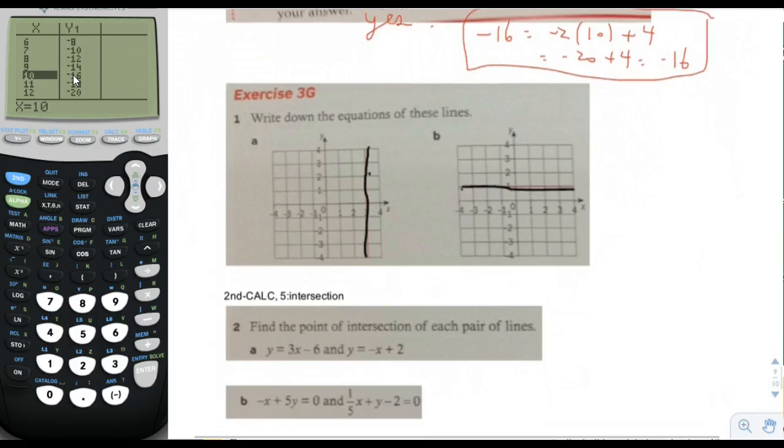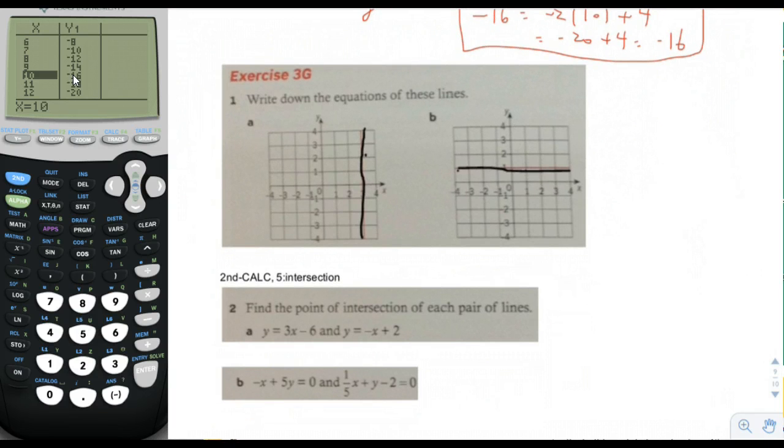Let's see, 3G number 1. Write the equations of these lines. Okay, now these are kind of tricky because there's a vertical line here and there's a horizontal line here. Horizontal lines, basically the slope is 0. So if you wrote it in gradient intercept form, you're going to put 0x plus, and the y-intercept here is 1. So the equation for this line is y equals 1.